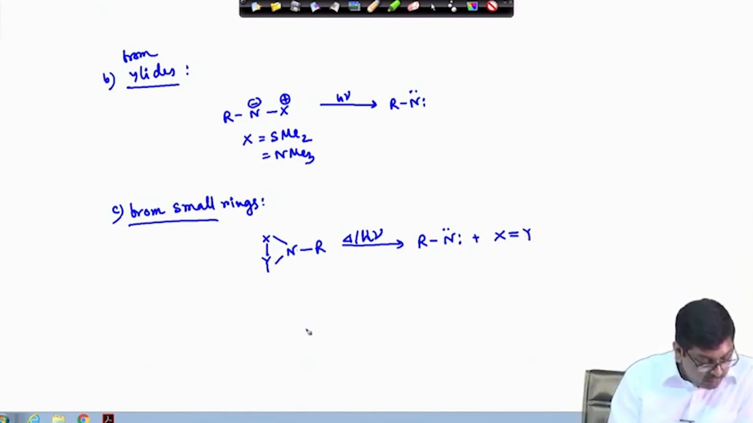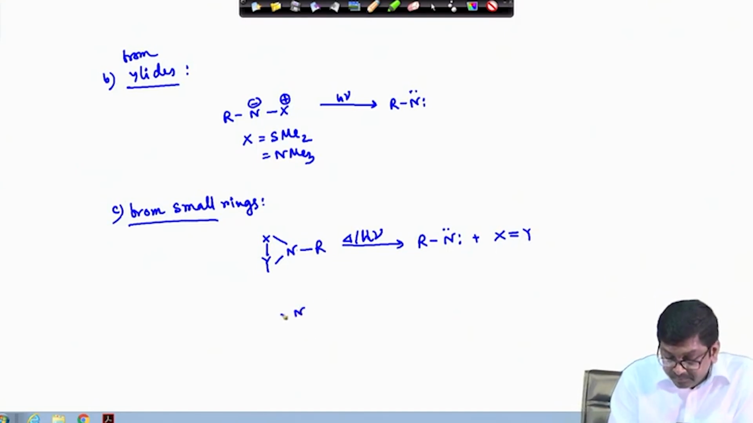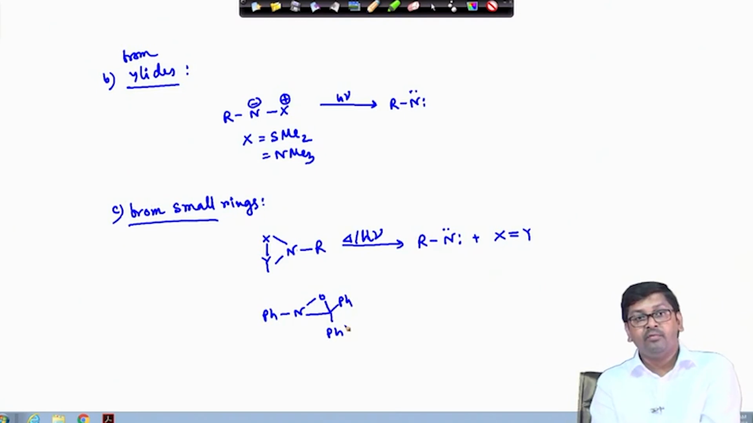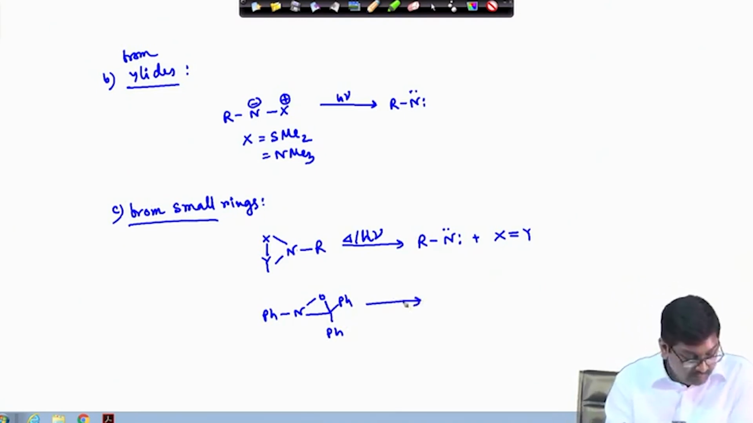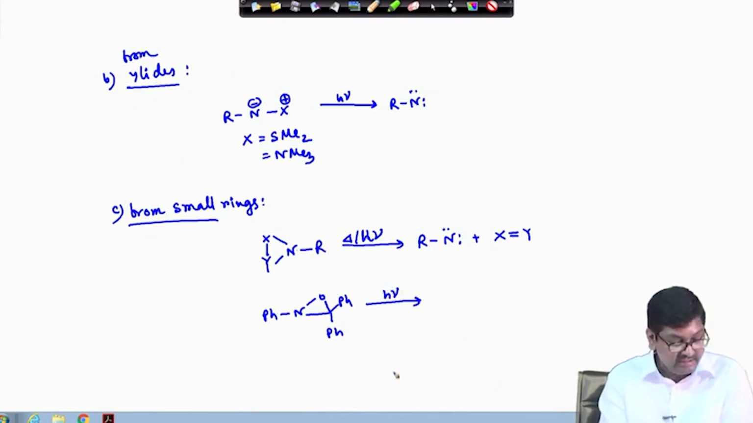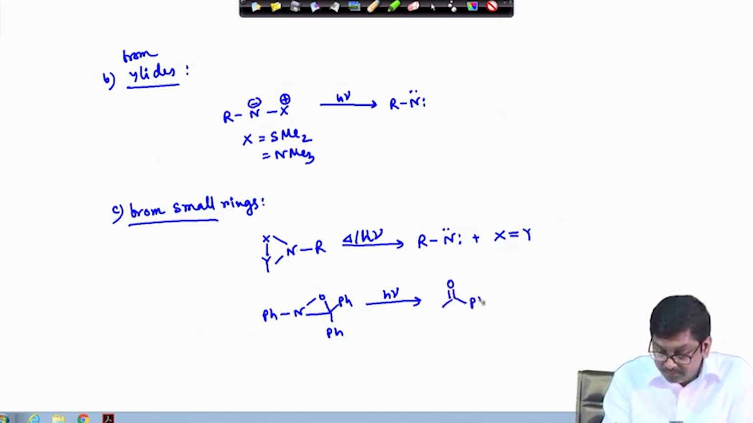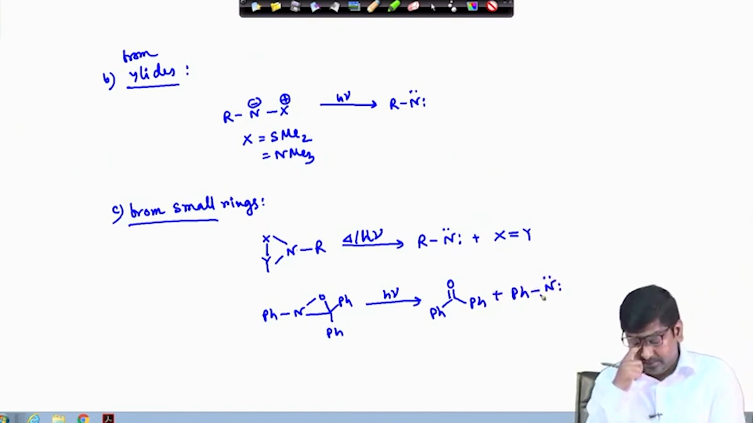If we take oxyazidine as per example, as a precursor for generation of nitrene through this way, under photochemical irradiation, this oxyazidine ring will generate one small keto compound plus the corresponding nitrene.